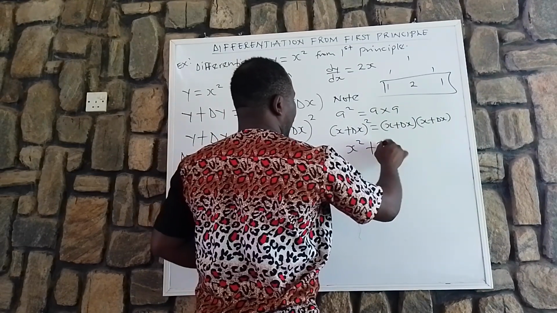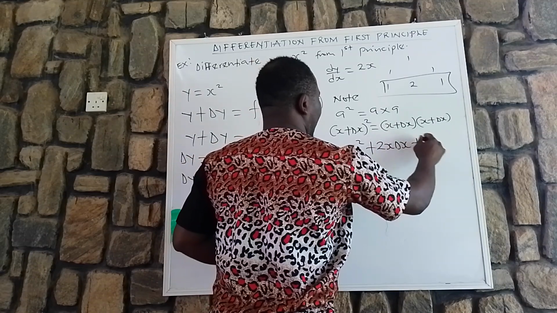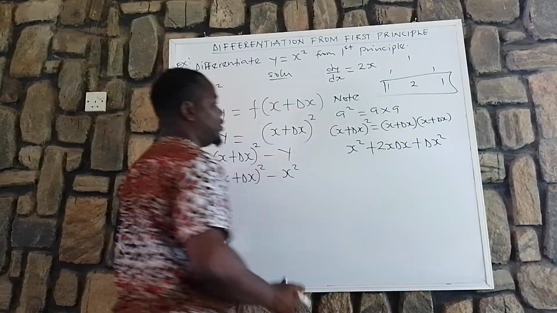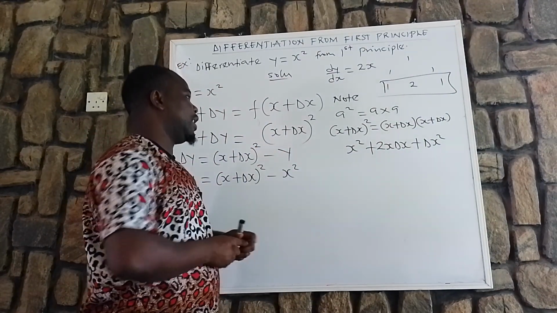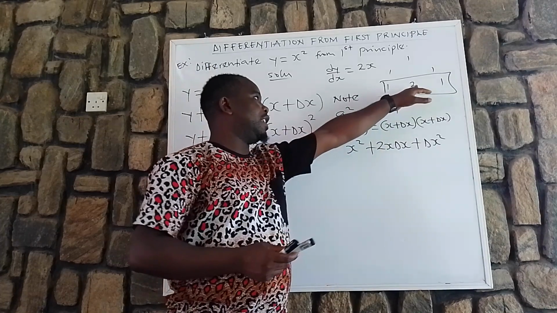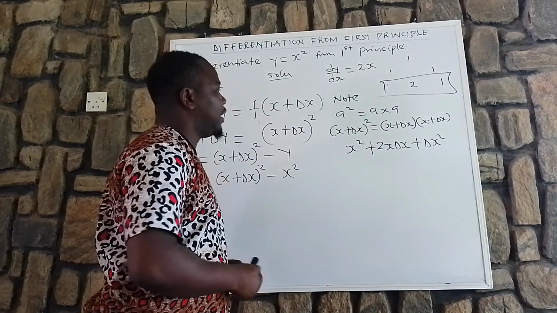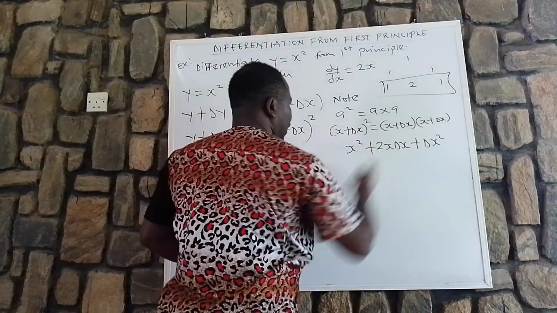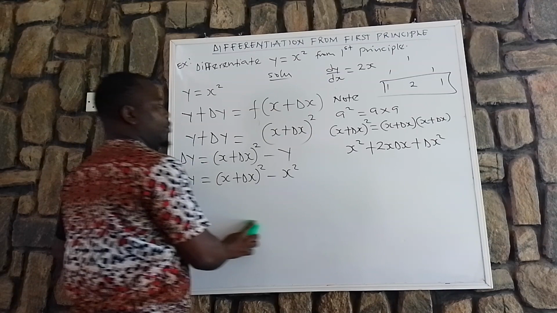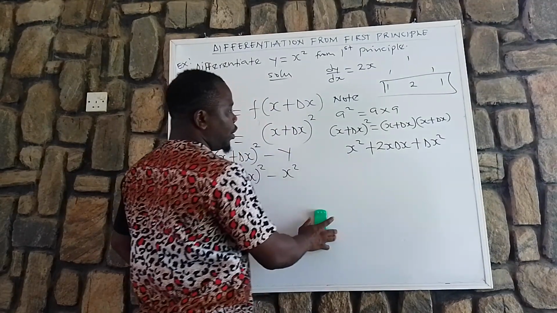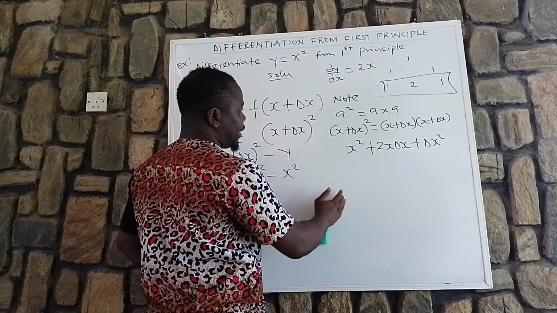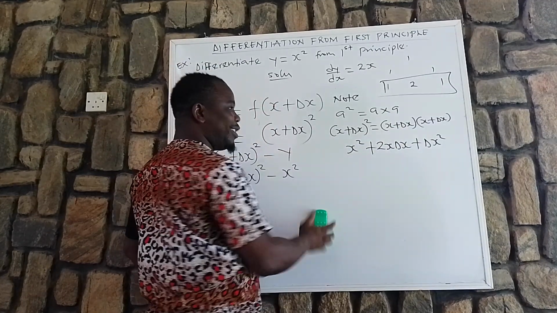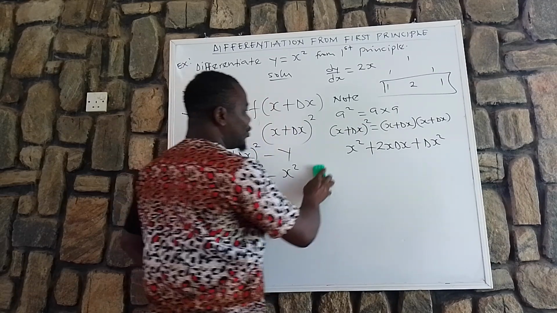x squared plus 2x dx plus dx squared. So if you expand this, it will give you this. You discover that it does not take me time to expand this by the help of what? Pascal's triangle. Is that clear? But for the sake of everybody, let us do it this way so that I will carry along everybody. Let us just expand it the way you used to do in secondary school.